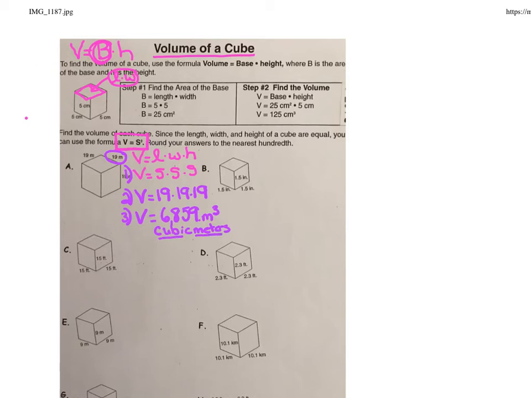So, complete this worksheet on your own. Start by writing either this formula or this formula, your choice. I'll do length times width times height. Substitute for the length, the width, and the height, which is easy because they're all the same when it comes to a cube. Calculate your volume and make sure you label your final answer in cubic units.